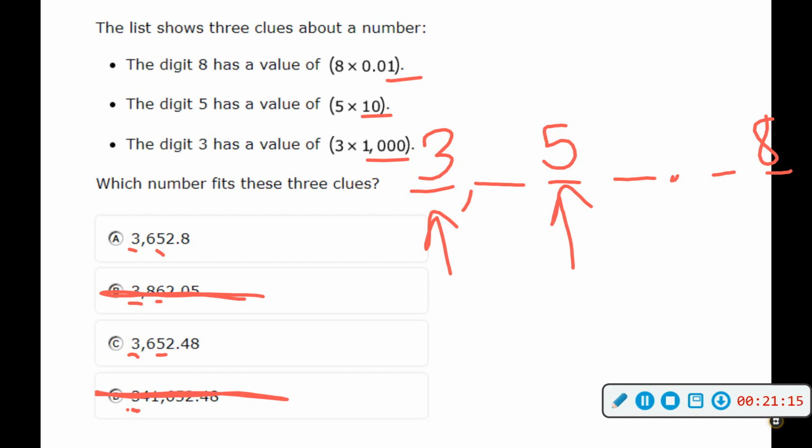Finally, we need 8 in the hundredths place. Because this 8 is in the tens place, there should be a hundredths place there, but there's not. So A is wrong, and C is correct.